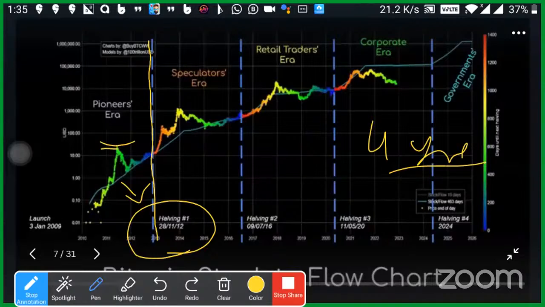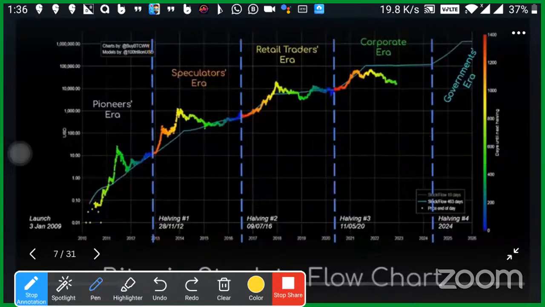I'm not going into the technical part of what exactly Bitcoin halving is, but as an investor, we must understand that this is happening every 4 years, and what its effect is on the market. So if you see here, before the first halving happened, the prices were going down. But after this halving, the prices started to rise. First they touched here, even above the previous high.